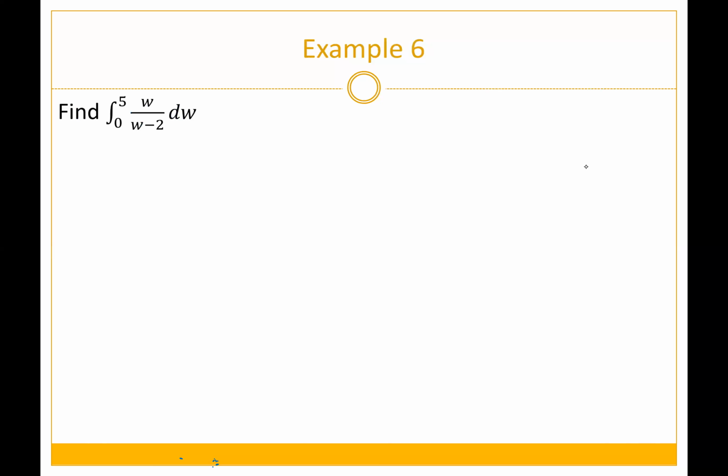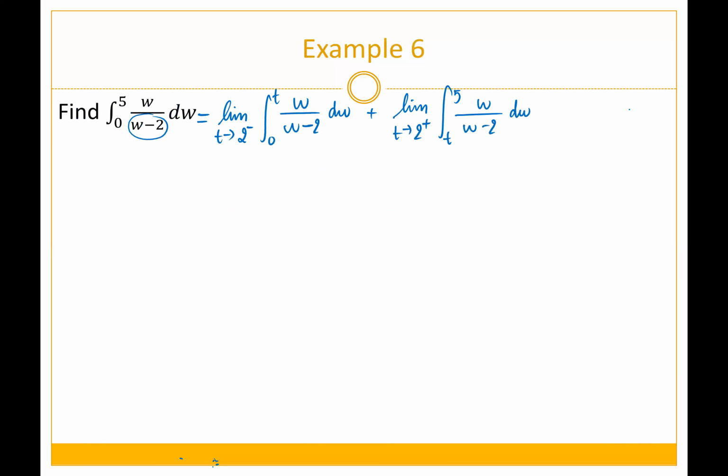Okay, I'm going to go through it. First of all, we're dealing with improper integrals, so we have to check the boundary. If you look here, the fraction is not defined at w equal to 2, which is in the interval of integration. So you have to split it into two parts: the limit as t approaches 2 minus of the integral from 0 to t of w over w minus 2 dw, plus the limit as t approaches 2 plus of the integral from t to 5 of w over w minus 2 dw. Now I'm going to find each of them individually.